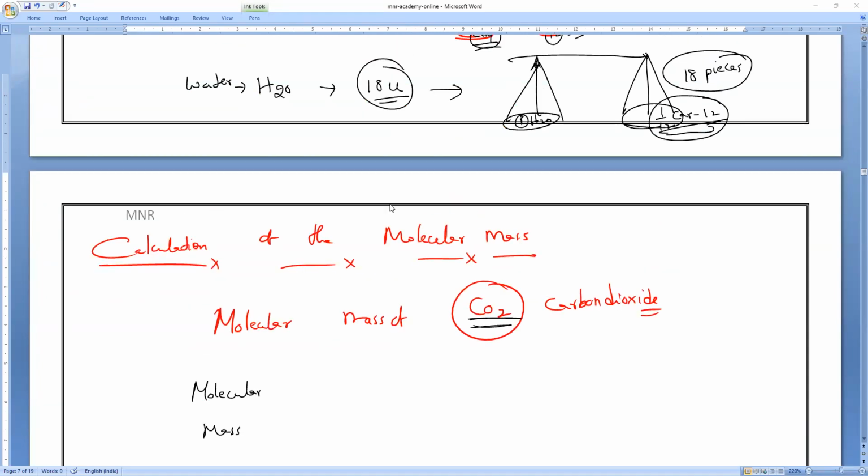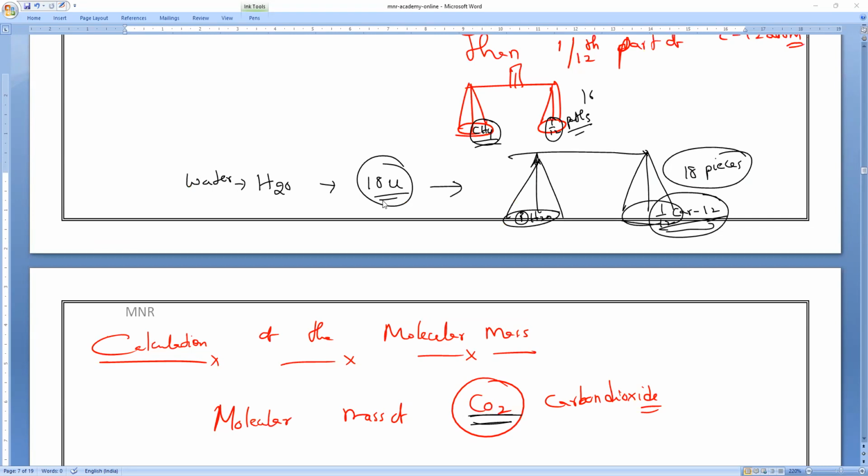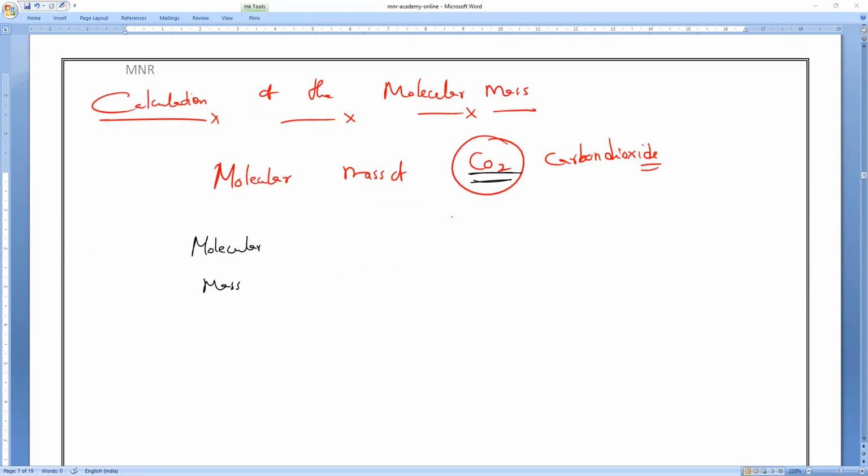For water, I will teach you. The molecular mass of water is 18 u. So if I take one molecule of water, it is equal to 18 pieces of 1 by 12th of a carbon atom. That is the meaning of it. You understand, Darshan? Let us just wait.